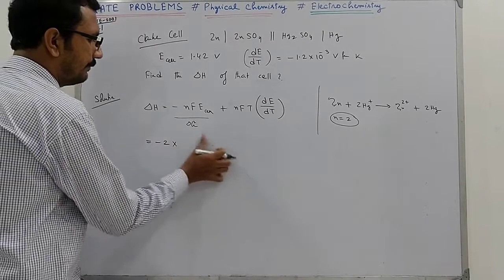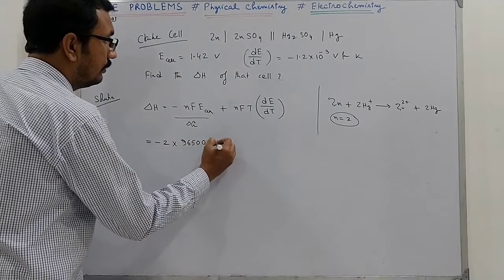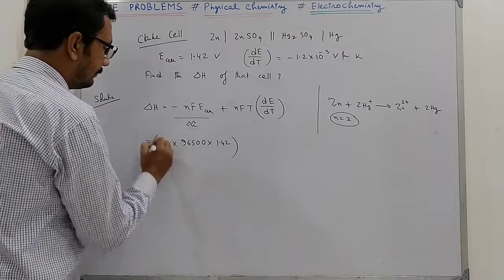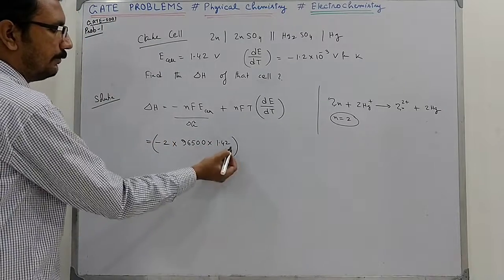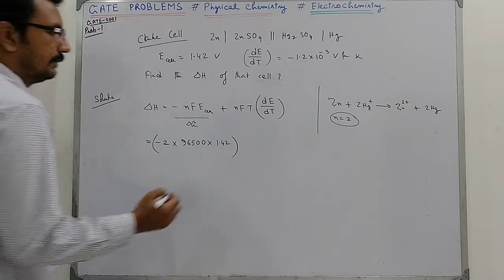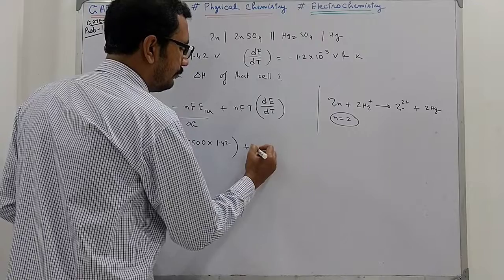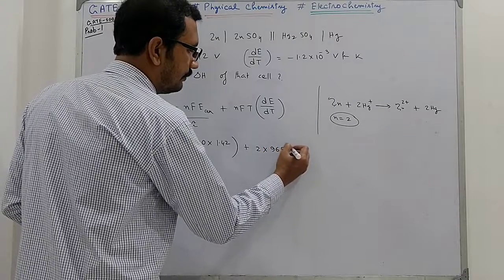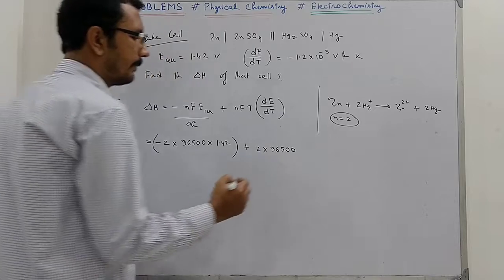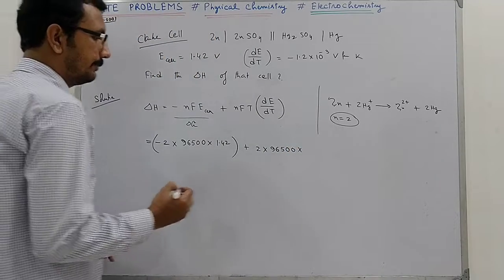So let us put the value of F, 96500, and it is 1.42. This is volt, this is coulomb, so that will give you joule. And in this case again it will be 2, 96500. It will be better to take it as common.